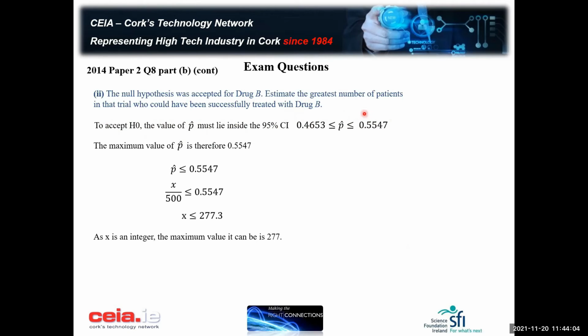And because you're looking at the maximum number of patients, you want to see what's the maximum number that could have this proportion, 0.5547. Well, the proportion is number x over 500. That must be less than 0.5547. Multiply by 500, you find that x must be less than 277.3. But of course, it's an integer, so the maximum value it can be is 277.